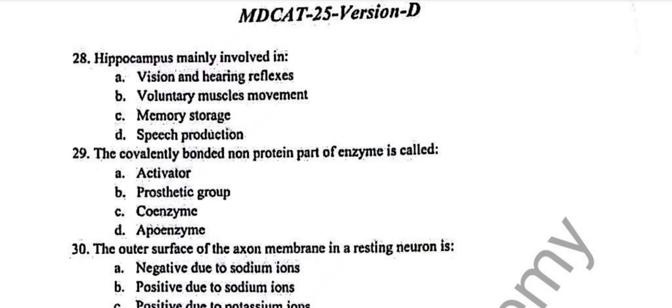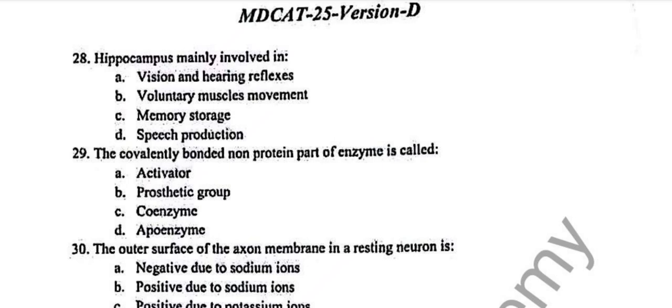Question number 29. The covalently bonded non-protein part of an enzyme is called A. Activator. B. Prosthetic group. C. Coenzyme. D. Apoenzyme. And the correct option is B. Prosthetic group. A prosthetic group is a non-protein component that is tightly, often covalently, bound to an enzyme.